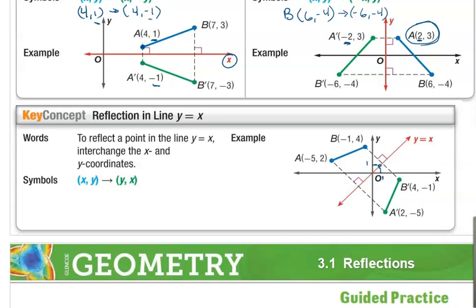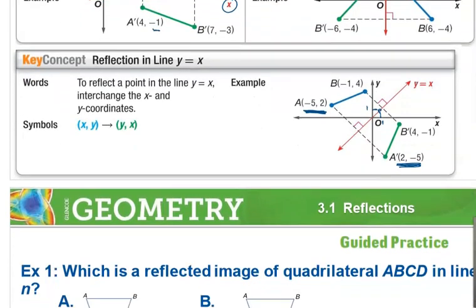So to reflect a point in the line y equals x, all you're going to do is change the x and y values. Look at the original here. It was at 2, -5. Reflected over that line y equals x, it's now exactly the same signs and everything. We've just switched. So you need to memorize these and get these figured out so that you can tell us how things are reflected.